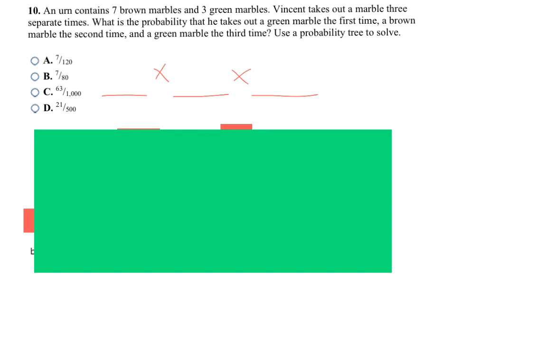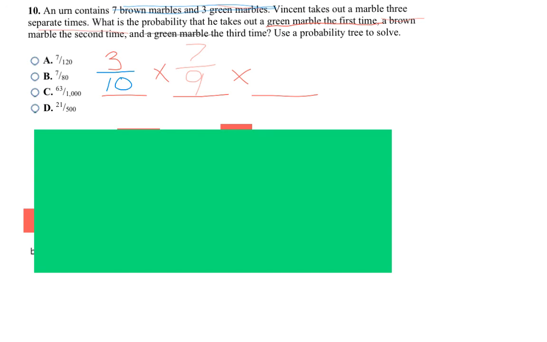So what is the probability that he takes a green marble out the first time? Well, there's 3 green marbles out of a total of 10 marbles, because 7 plus 3 is 10. So the probability of drawing a green marble the first time is 3 out of 10. So then what is the probability of a brown marble the second time? Well, he picked out a green marble, so that means there's still 7 brown marbles left in the bag. But since he already took one of those marbles out, there's only 9 left. So it's a 7 out of 9 chance of picking a brown marble.